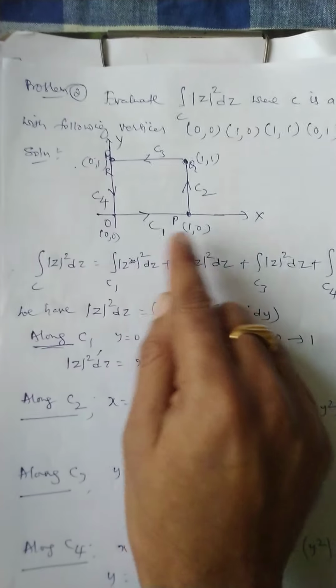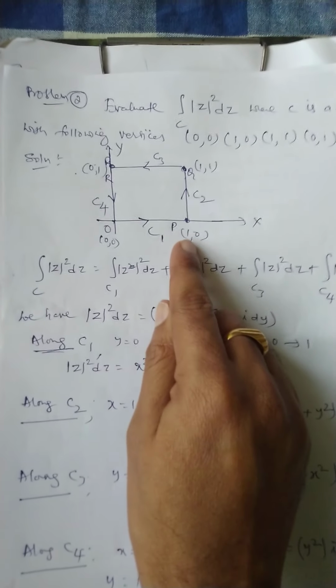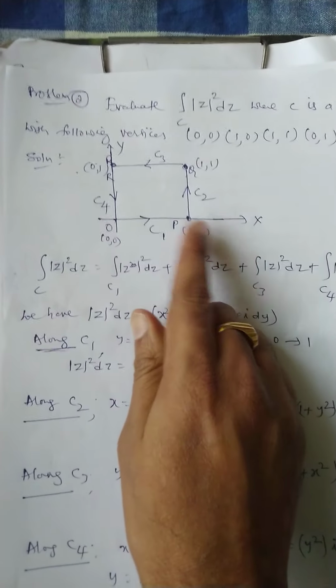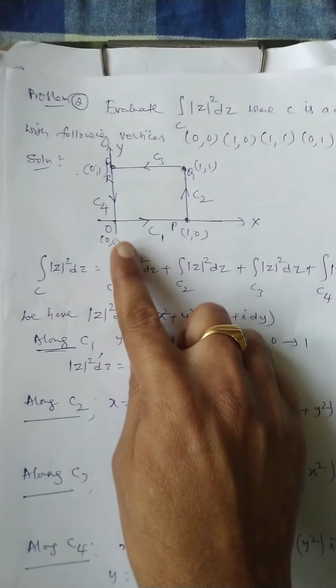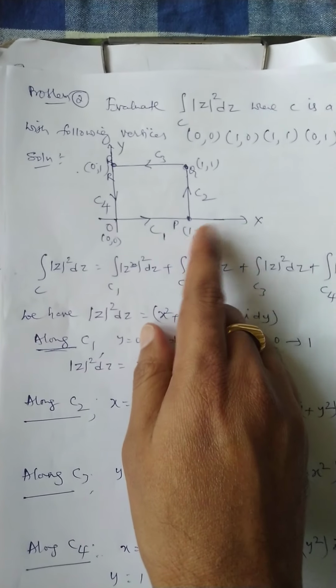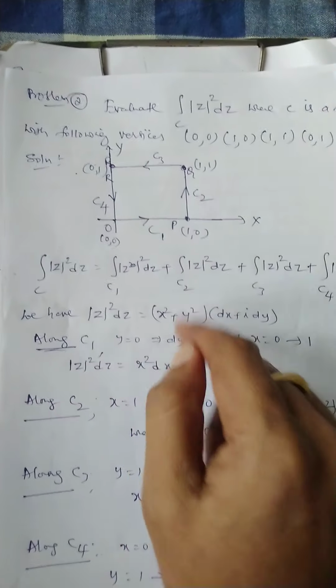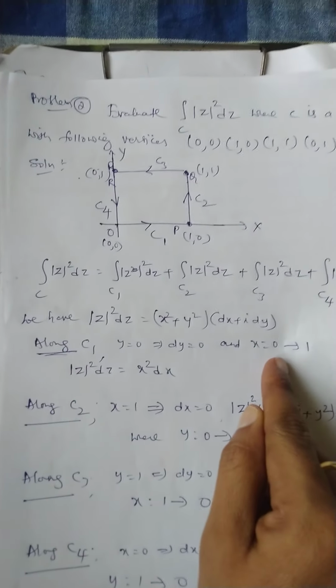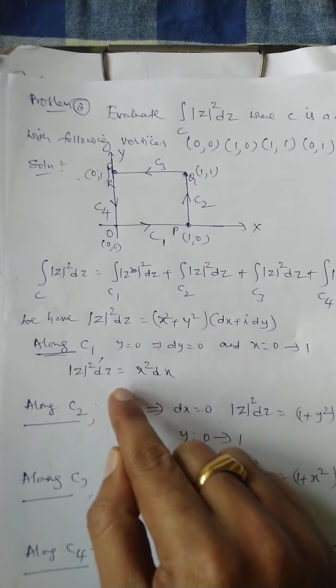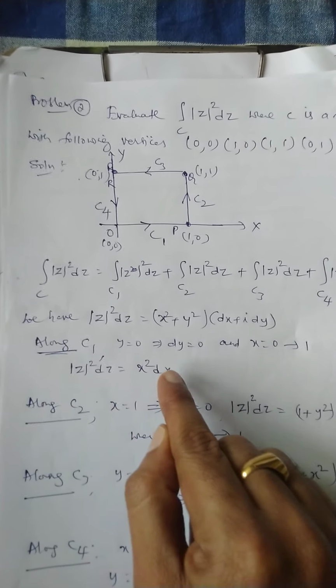Along C1, y is 0, along the x-axis y is 0. That is obviously from (0, 0) to (1, 0). Y is 0 means dy equal to 0, and x varies from 0 to 1. Got it? So on putting these values, mod z square dz becomes x square dx.